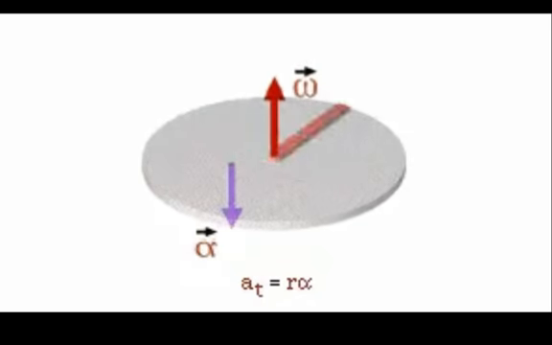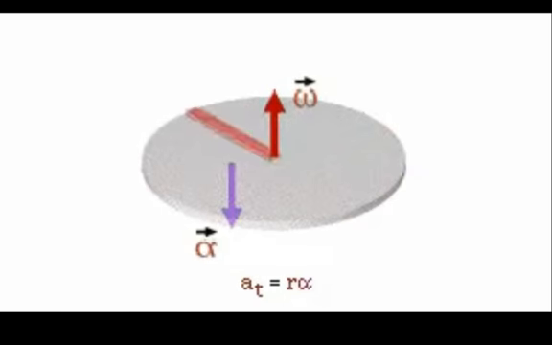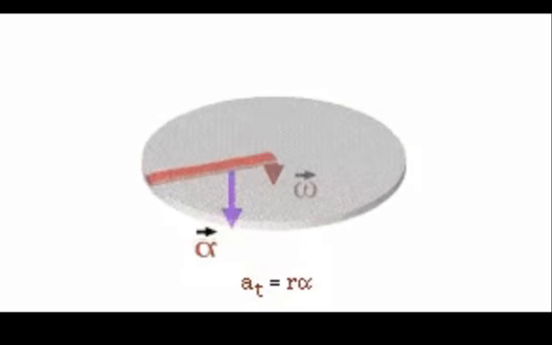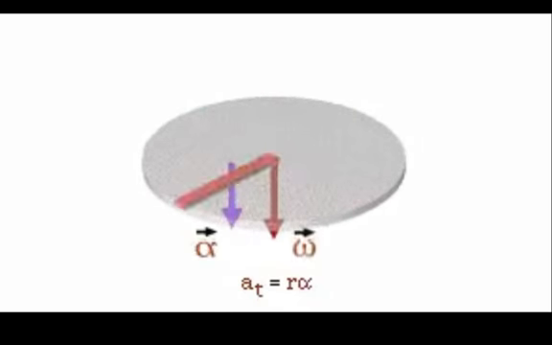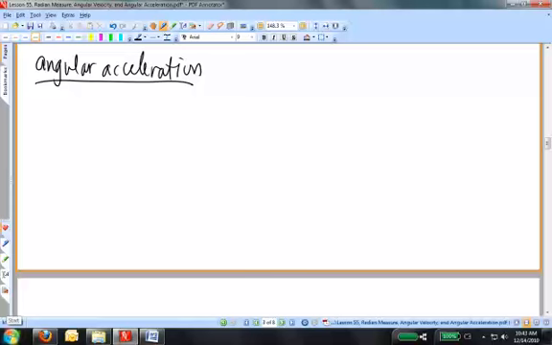When the disk's angular speed increases, the angular acceleration is in the same direction as the angular velocity. When the disk's rotation slows, they are in opposite directions. It stops for an instant and then begins to spin in the opposite direction, and the vectors change accordingly. Alpha is expressed in units of radians per second squared. Angular acceleration is indicated by the Greek letter alpha, and it's defined to be the rate at which angular velocity changes, delta omega over delta t.